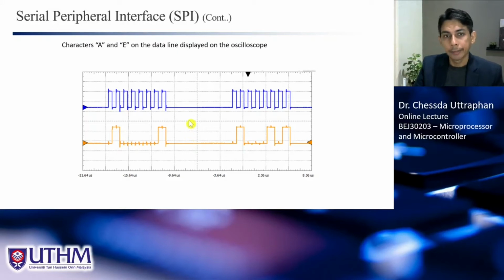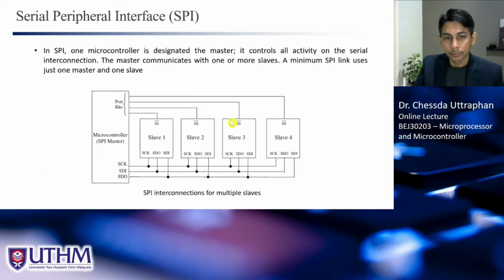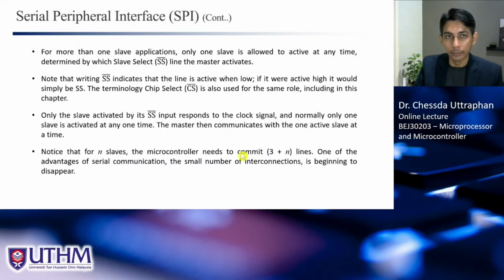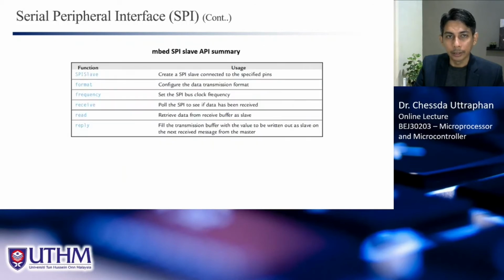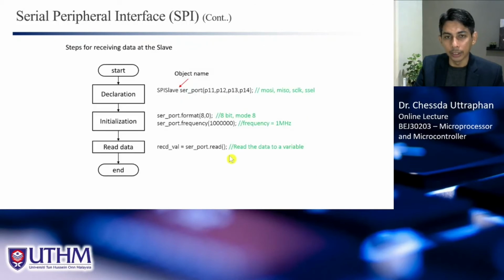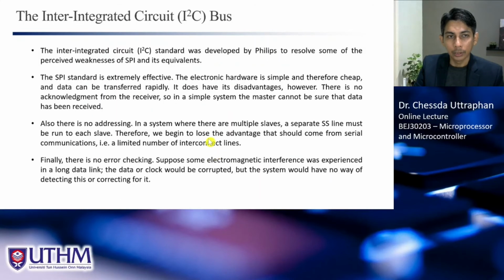But of course, the disadvantage is that if you have more slaves, you are going to lose the cost advantage of the serial communication. So that's why Philips developed the I2C serial communication. So now let's look at the I2C serial communication, how it works.